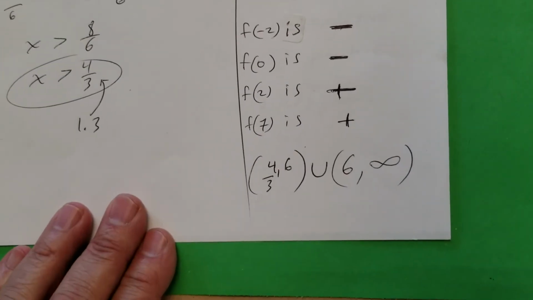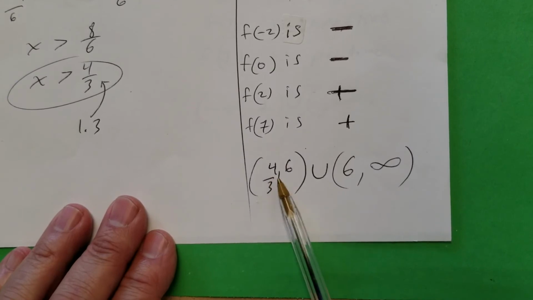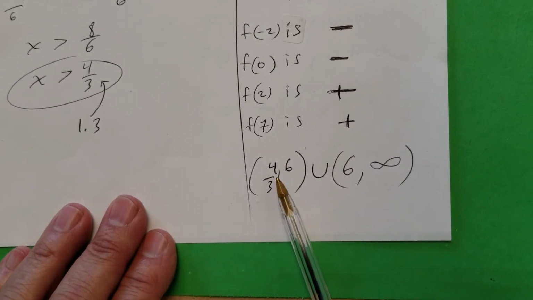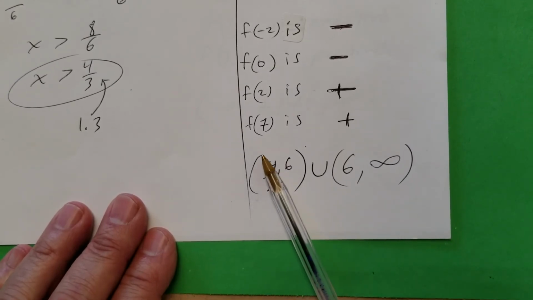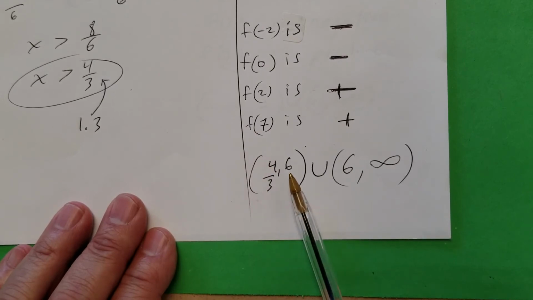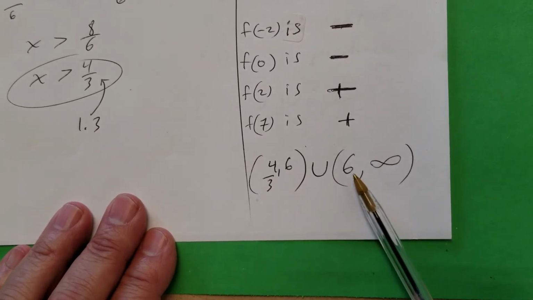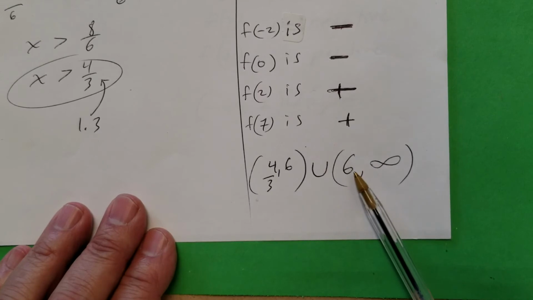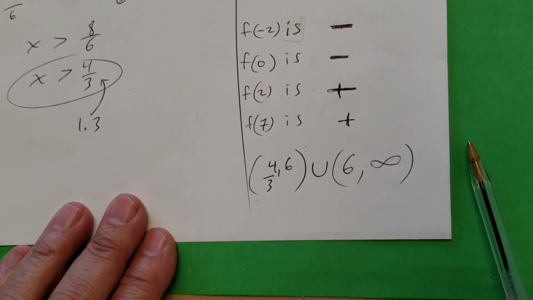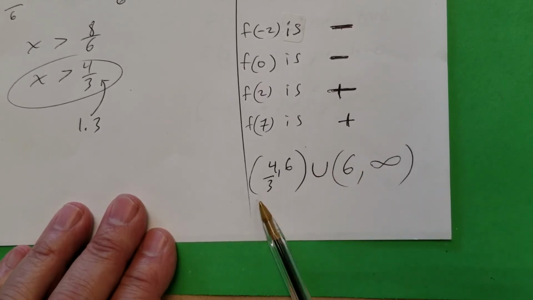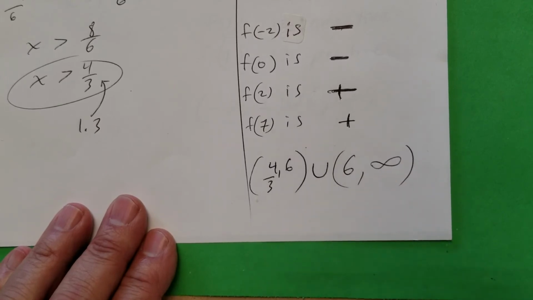And this is the way we say it, right? This is 1.3, 4/3 to 6, right? Not including 4/3 because that's right on the line. Not including 6 because that's an asymptote, right? It's not on the line, but it is an asymptote. So our graph doesn't go there. And then from 6, not including 6 because it's an asymptote, and all the rest to the right. And we put the union because these go together as one answer.